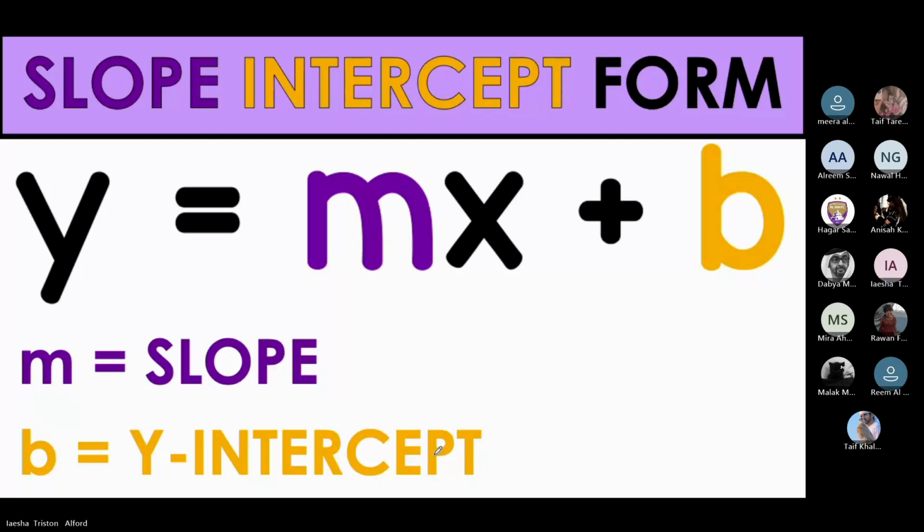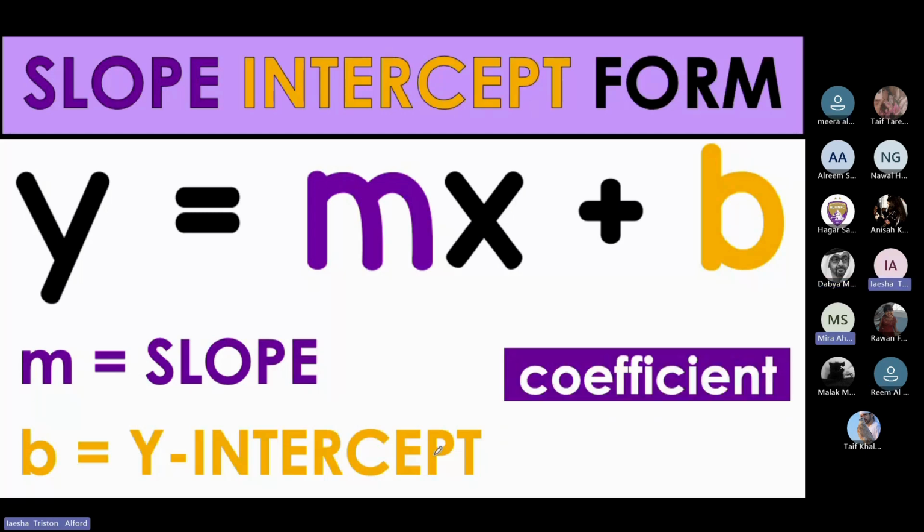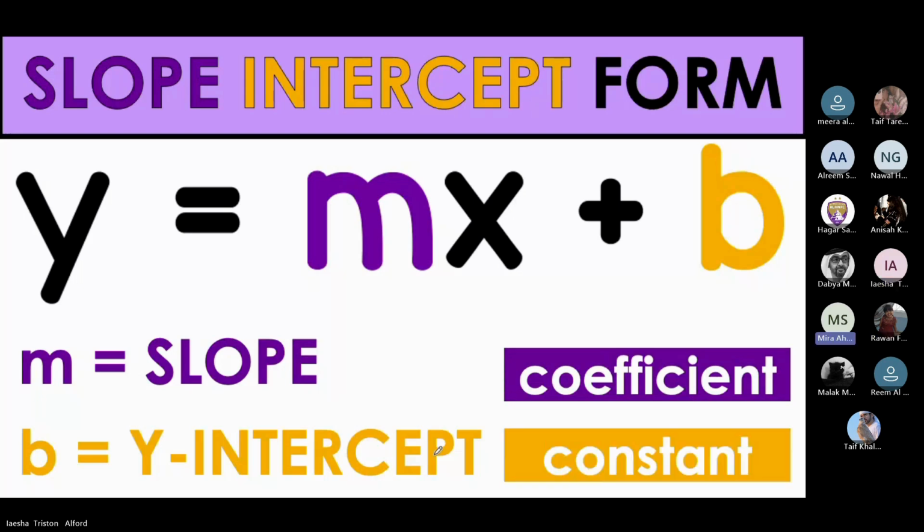Uh-uh. You guys finished with science. No more delta y and delta x, change in y, change in x. No. Coefficient. Correct. Then b has another name. Constant. So now you guys need to focus on this slope-intercept form. Y equal mx plus b.